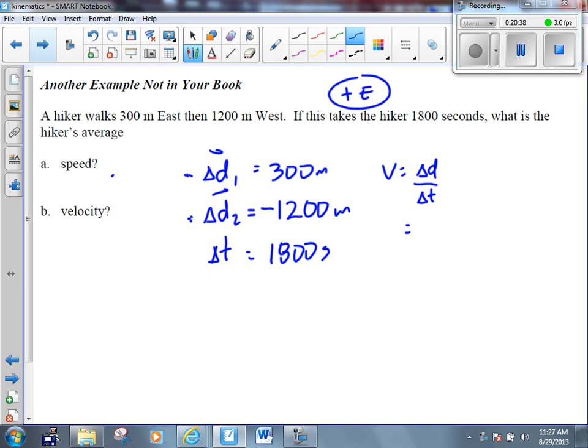No. The total distance traveled is 1,500. Why did I ignore that negative sign when I added these up? I wrote it down. Why did I ignore it? Right. Distance is a scalar. You don't travel a negative distance. Now, when we start talking about displacement for velocity, then we better pay attention to that. But when we're talking about speed, it's a scalar. Distance is a scalar. We drop every direction. We don't care whether we're east or west. We went 300 meters, then we went 1,200 meters. My distance traveled was 1,500 meters. My time interval was 1,800 seconds.